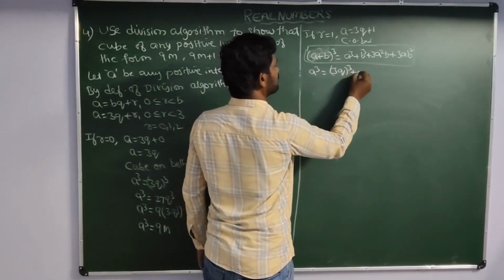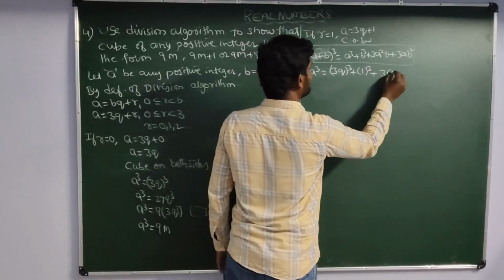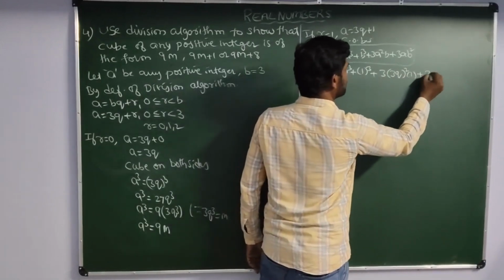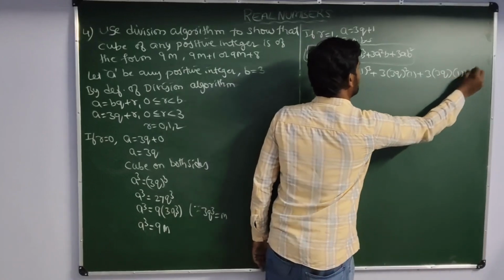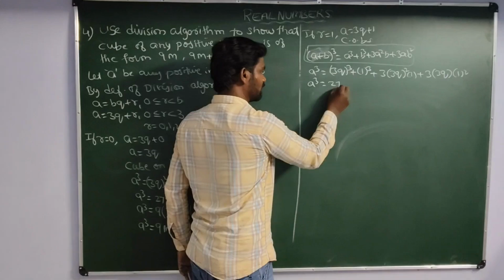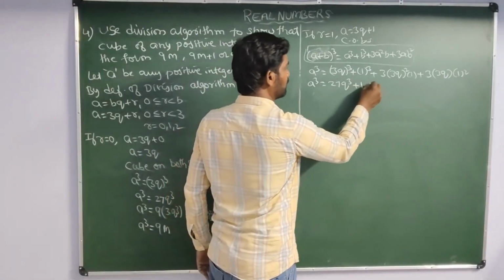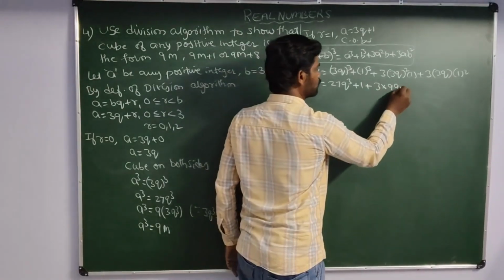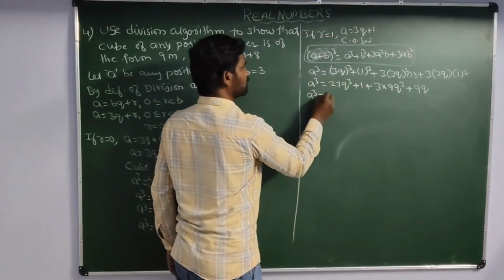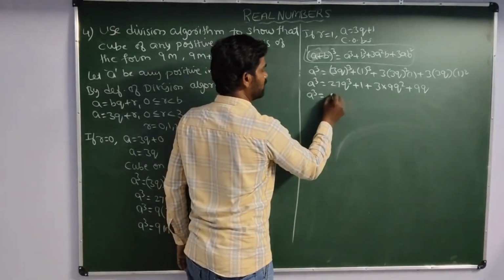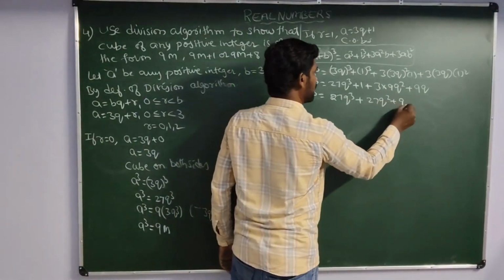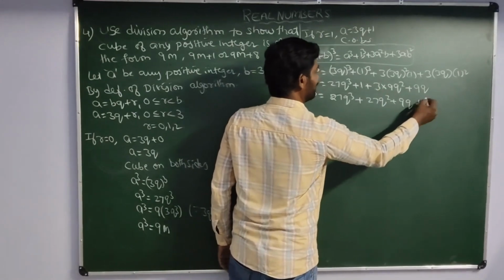(3q)³ + 1³ + 3a²b, where a² is (3q)², into 1, plus 3ab², that is 3 into 3q into 1². So according to that formula, we expanded that one. Then a³ is equal to 27q³ + 1 + 3 into 9q² + 3 into 3q. 3 threes are 9q. So a³ is equal to 27q³ + 3 nines are 27q² + 9q, plus 1 here.